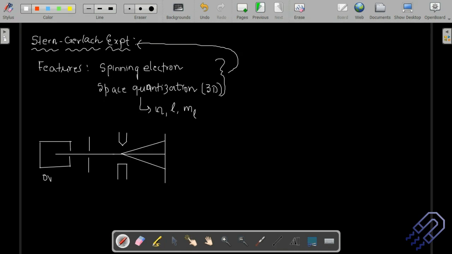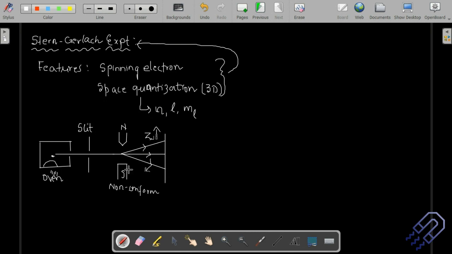So this is actually an oven, and inside there was a bed of silver, and when this was heated, the silver atoms got released, and they passed through a slit which made them parallel, and then they passed through a non-uniform magnetic field. So this magnetic field that we have is non-uniform, and as soon as they passed through this, they got deviated in different directions. We can consider that that is actually along the z-axis.